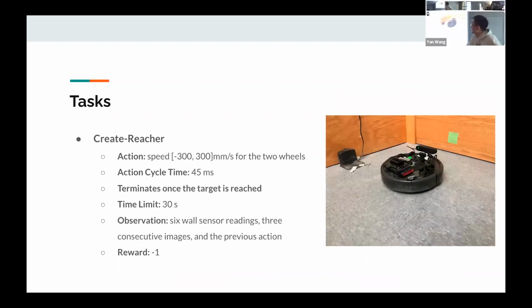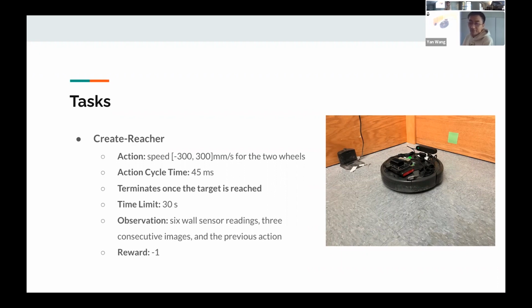Okay, so the second task is called the Create Reacher. It was developed with a mobile robot called Create2. It has two controllable wheels here and here. This vision-based task aims to move the Create2 to the target designated by the paper attached to the wall as soon as possible. The action is the speed for the two wheels. Actions are sent to the robot every 45 milliseconds.